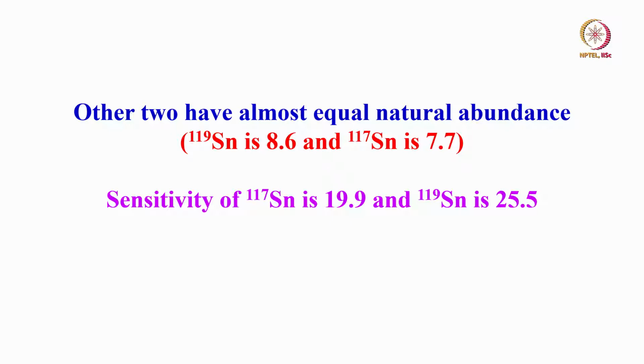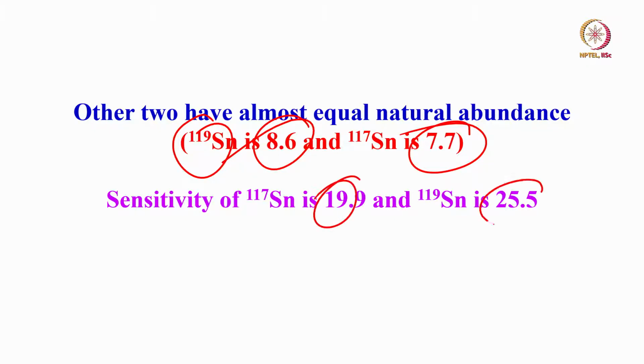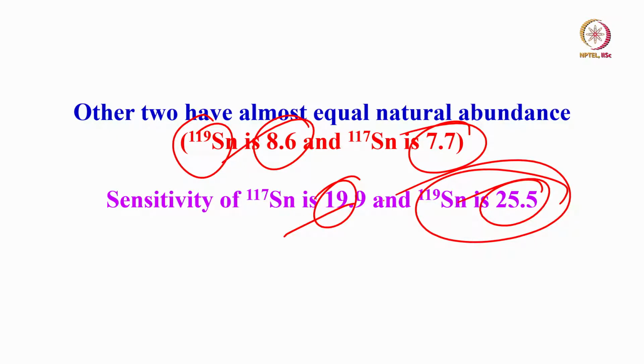But we consider the other two tins, which have substantial natural abundance. Remember, tin 119 is almost 8.6% and this one is 7.7%. On average, both of them are around 8% abundance, so both are almost equally abundant. And sensitivity, one is about 20, the other is 25. Sensitivity of 117 is 20, 119 is 25. Good. That is why we took the tin 119 spectrum. Sensitivity is better, and it is a spin-half nucleus of that molecule.